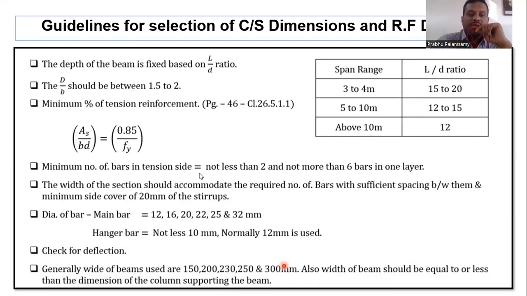And the maximum number of bars in tension is not less than 2 and not more than 6. The diameters we use are 12, 16, 20, 22, 25, and 32. And the width should accommodate the number of bars, with a minimum cover of 20 mm for the stirrup. The anchor bar should not be less than 10 mm. Once we are going with a singly reinforced beam and we don't have any upper reinforcement, we will use an anchor bar, and that anchor bar should be of 10 mm. Check for deflection, and the usual width of the beam is 150, 200, 230, 250, and 300.